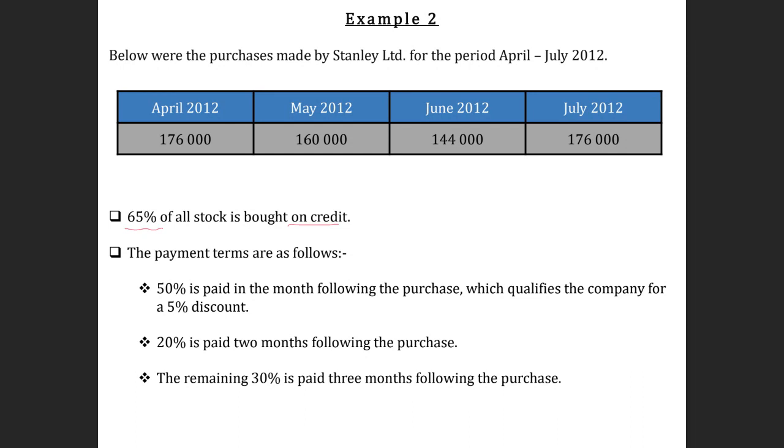And then these are the terms according to which we repay our creditors. 50% is paid in the month following the purchase. And this qualifies the company for a 5% discount. So we need to bring that into play as well, where there's discount included. And then 20% is paid 2 months after the purchase, and the remaining 30% is paid 3 months following the purchase.